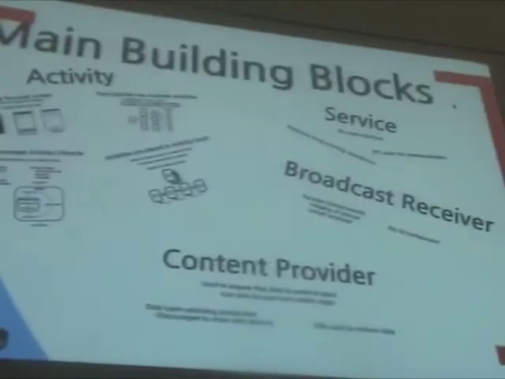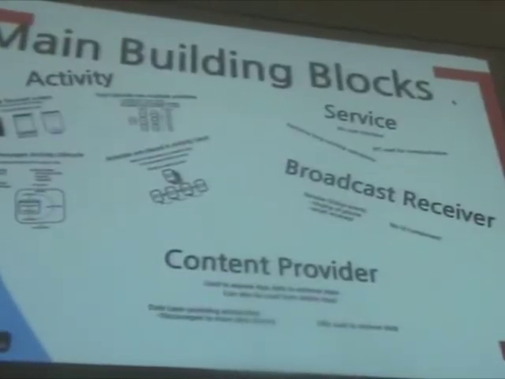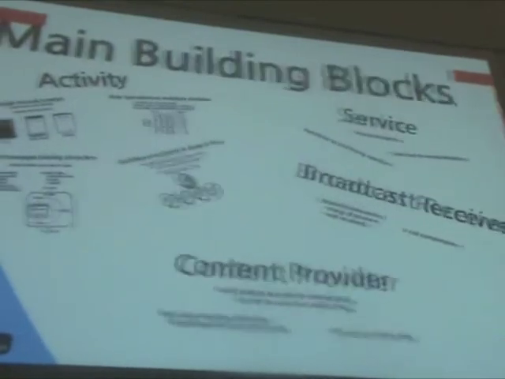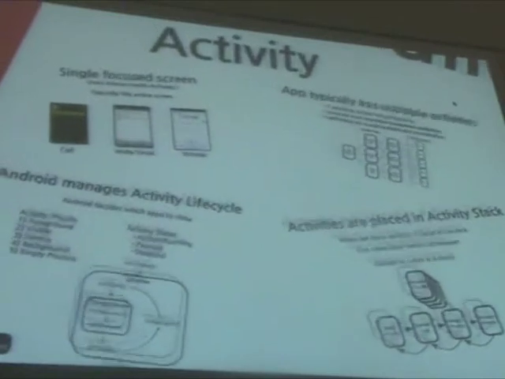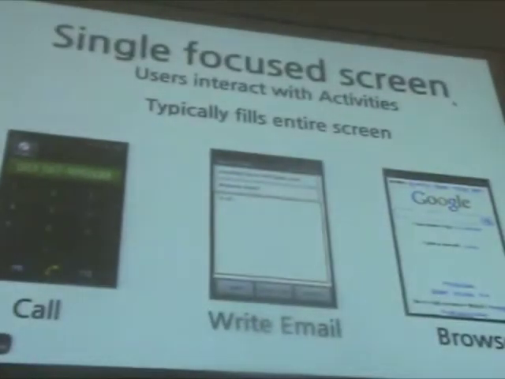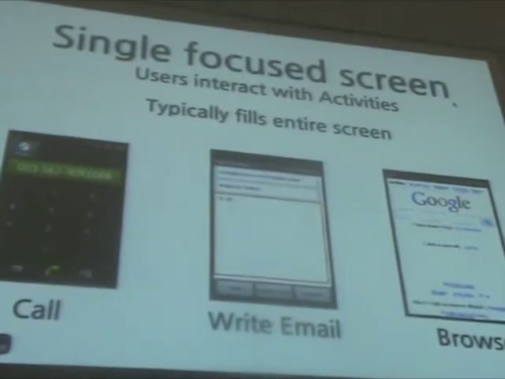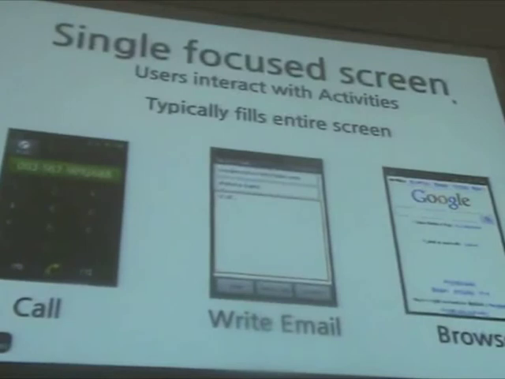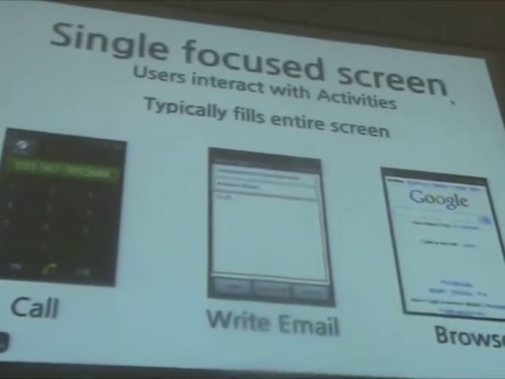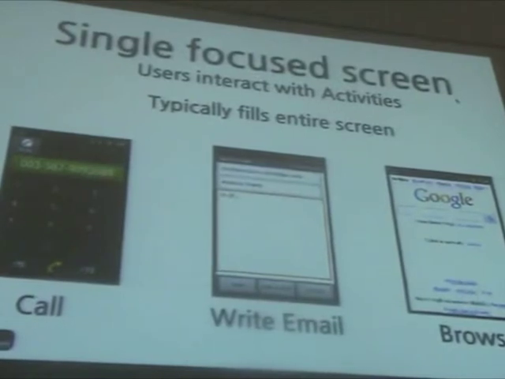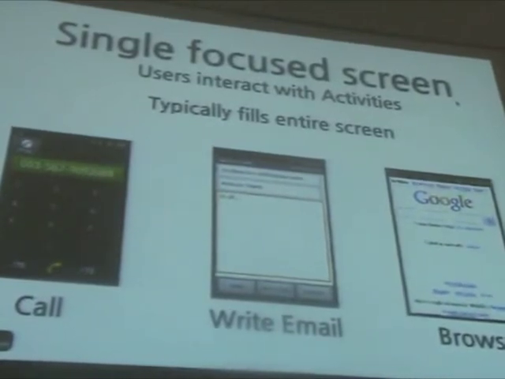Now, what are the main building blocks of Android? I think the most important one is the activity, okay? Which is basically a single focused screen. So when a user is interacting with Android, it's actually interacting with an activity. So for example, if the user wants to make a call, he's using the call activity. Or write an email, he's using the mail activity. The crucial word here is focus.